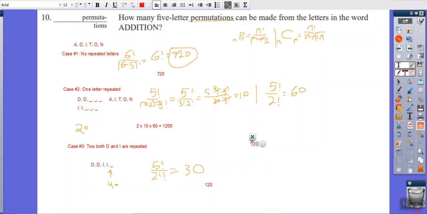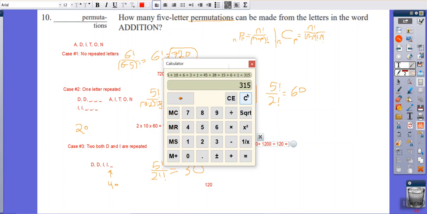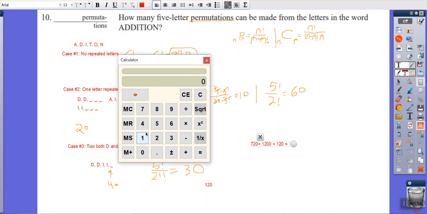So now we just add those 3 cases up. So we have 720 plus 1,200 plus 120 for a grand total of, I want to use a calculator because, you know, I don't want to mess it up here, right? So I get 720 plus 1,200 plus 120. I get 2,040. All right, there we go.